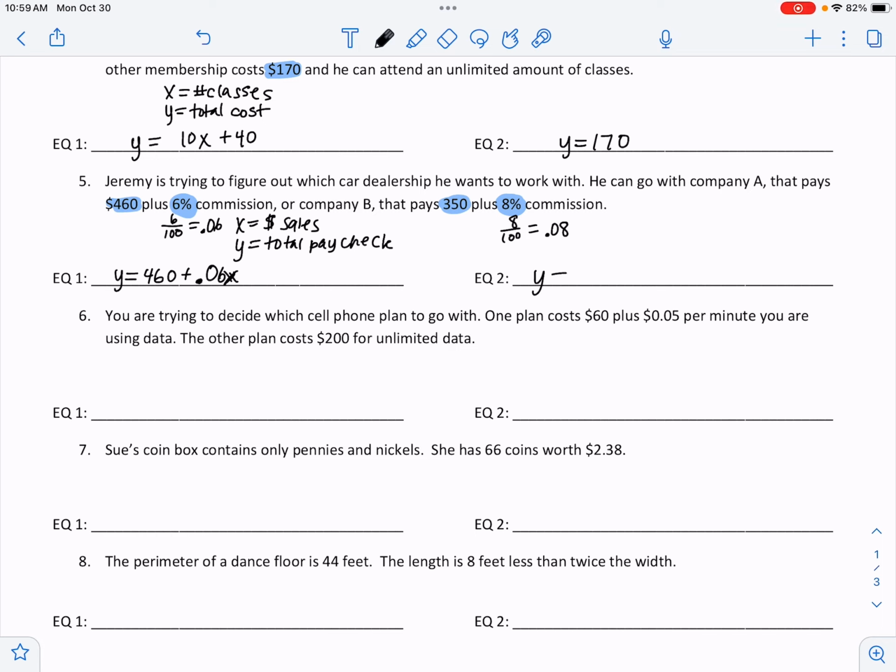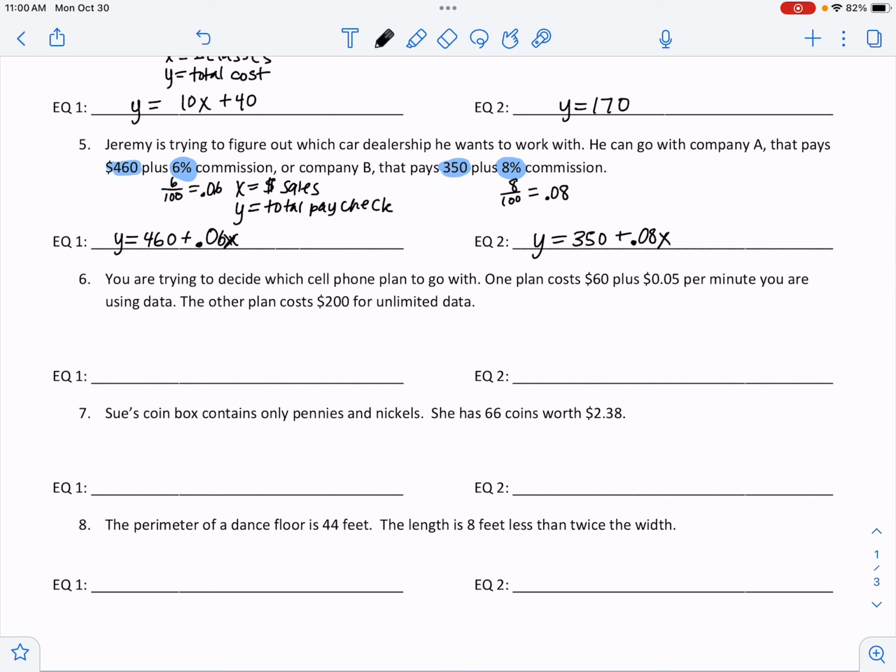And then for company B, he's making $350 flat plus 8% of his sales. So y equals $350 plus 0.08x. The x goes with the percent. That's your slope.